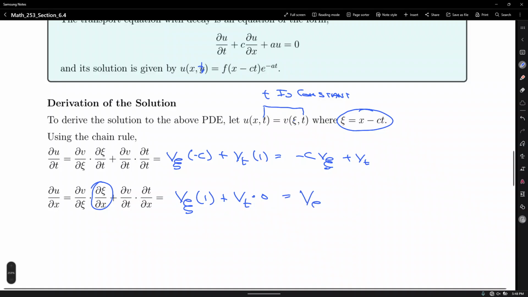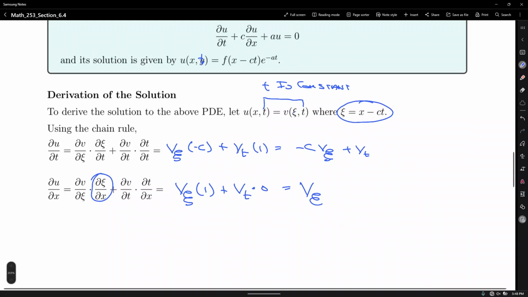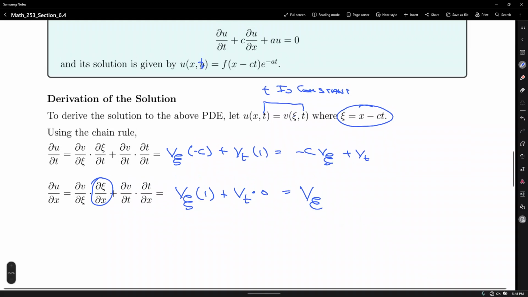So that is plus, or just v sub z, right? Just v sub z. Okay, let's substitute into the PDE. So the partial of u with respect to t, which is negative c v with respect to z, plus c times the partial with respect to x, which is v_z, plus a u. But what's u, guys? In this case, u equals v. Everything is in terms of v. We will go back to the world of u again in a minute.